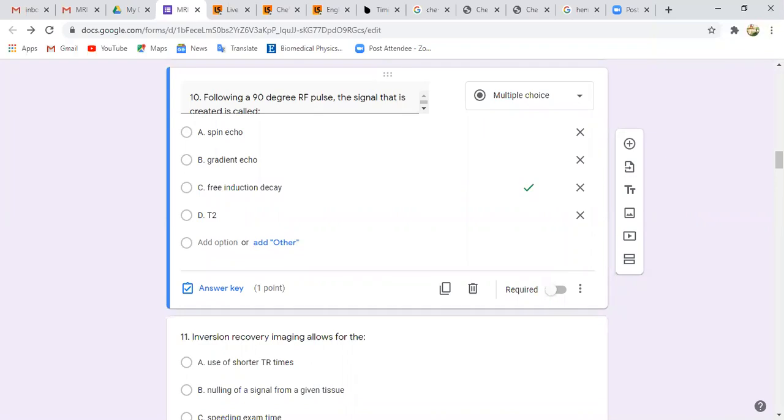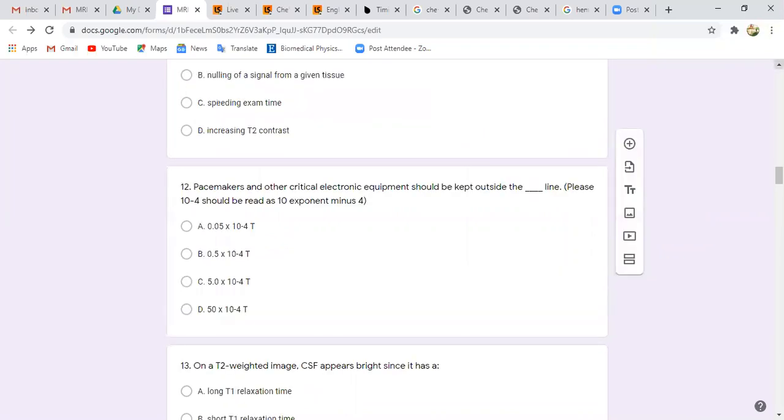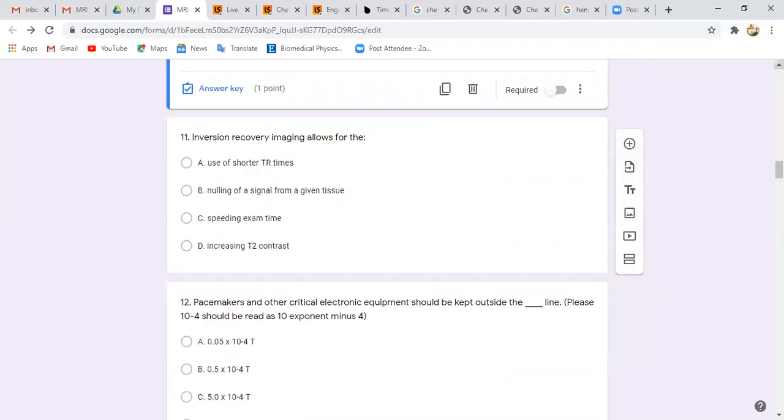So for 11, inversion recovery imaging allows for, of course, this one is also a giveaway question, B. Yeah, nulling the signal from the given tissue.